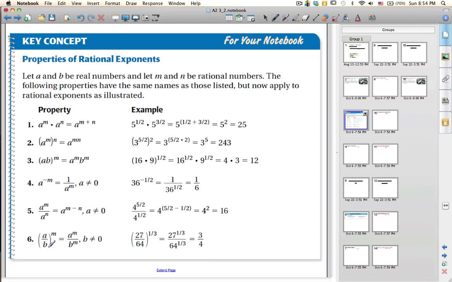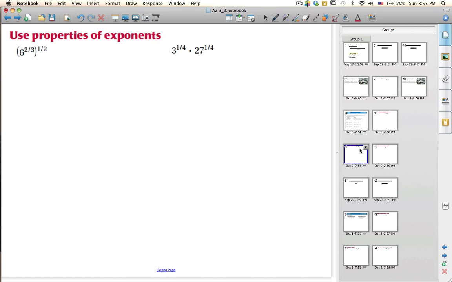And the same idea that I can factor items that are being multiplied, I can also factor items that are being divided to separate them out. The only difference from when you learned these previously is that now the examples that you are given show exponents that are fractions as opposed to exponents that are whole numbers. But you'll notice that the properties did not change. The examples have changed a little bit. So how does this work in practice?